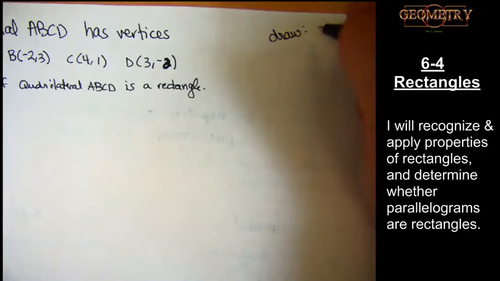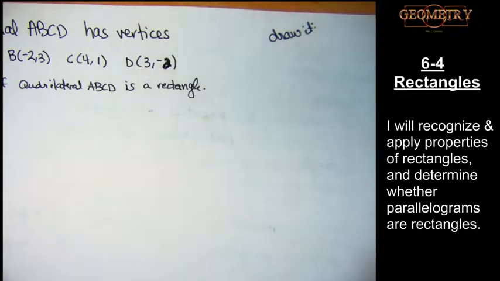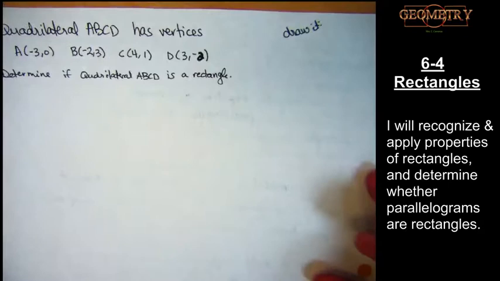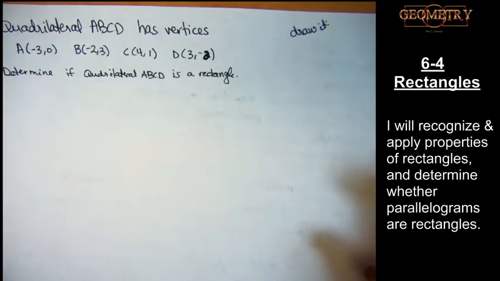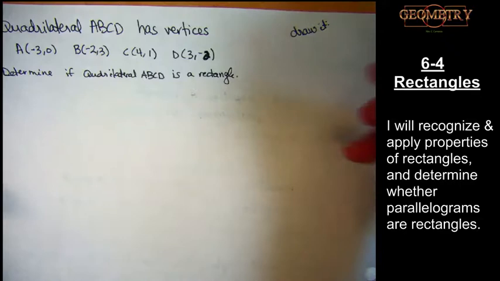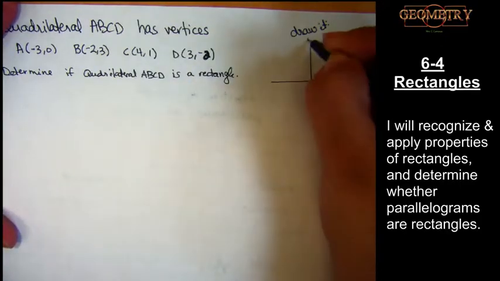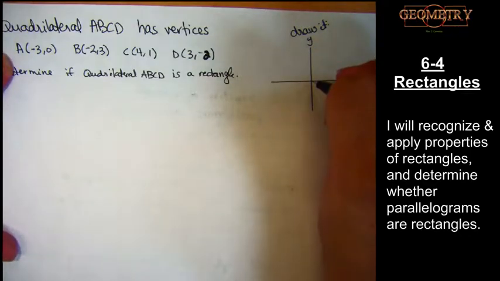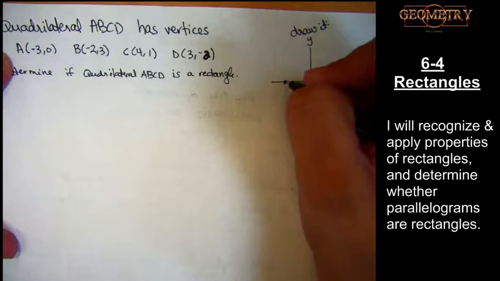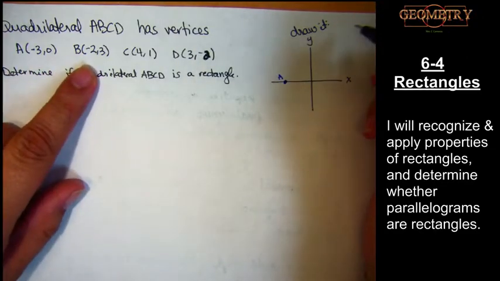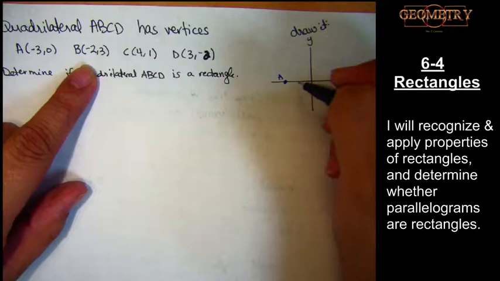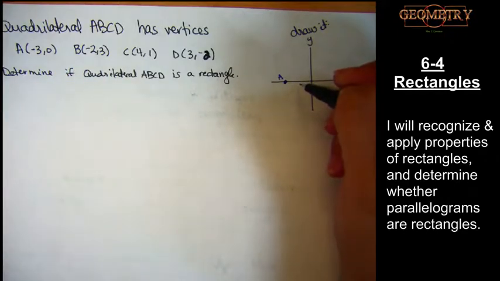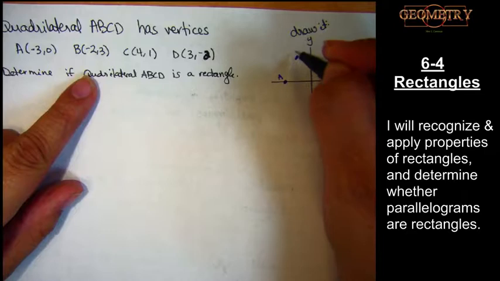I don't need to draw it very precisely or very accurately. I'm just going to give it a quick sketch. All I'm really interested in is knowing what sides are opposite what other sides. Okay? So here it is. Here's my X and my Y. And I'm going to draw -3 somewhere over here and 0 somewhere on the line. So there's A. B is at -2, 3. That means it's over here somewhere, but not as far as A is. And then up some. There's B.